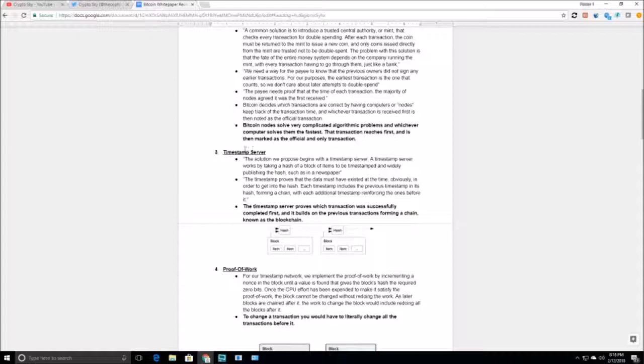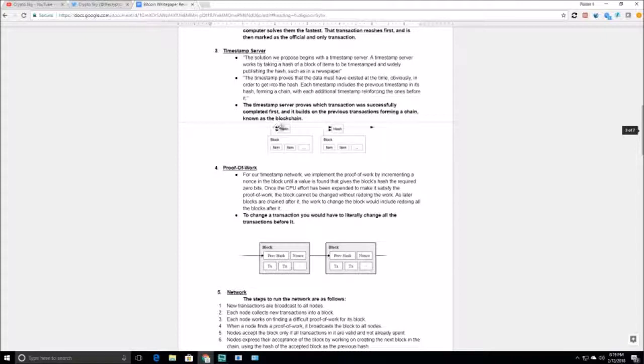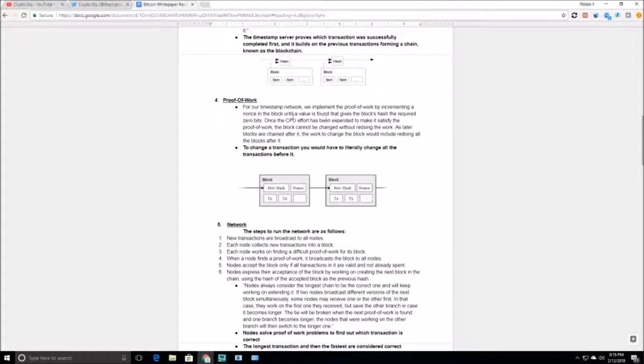So the third section is the timestamp server and what it does. Basically, what the timestamp server does is it receives the solutions and provides the correct information to find out which transaction was successfully completed first, and it then builds on the previous transactions, forming a chain. And this is what we today call the blockchain. Here's another little image showing you the hash, and you can see how it forms a chain and continuously chains up to the previous one.